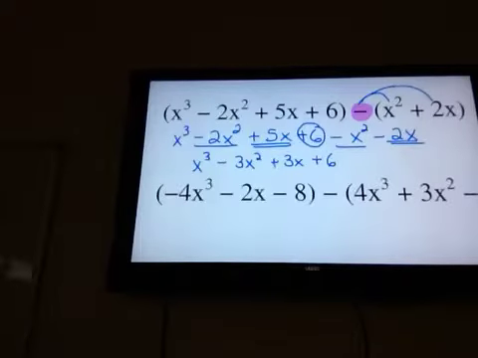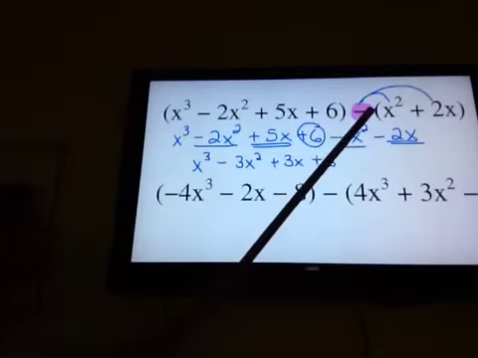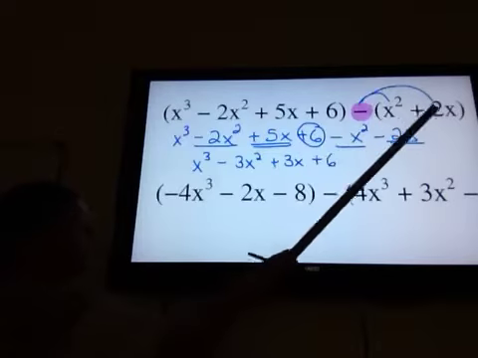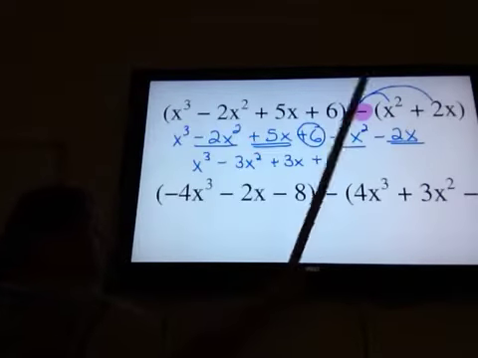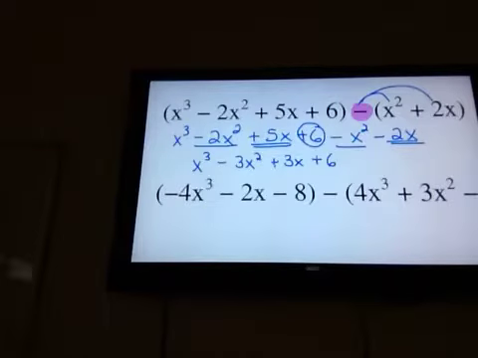Now, as I said, I tend to be a person who rewrites things. So that's what I did. But it's not absolutely necessary. I'm going to keep doing that. But you could just change your signs right here in the parentheses and still do what I did here if you want to do that. I'm going to keep rewriting it right now.